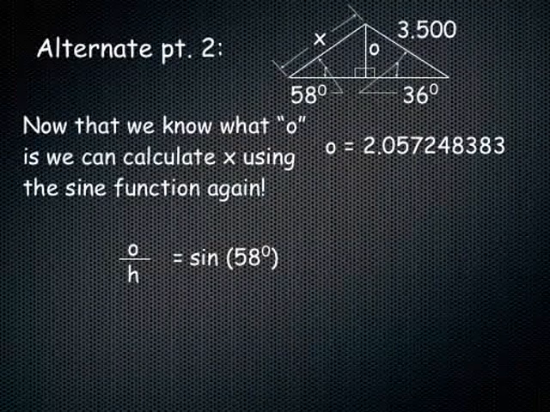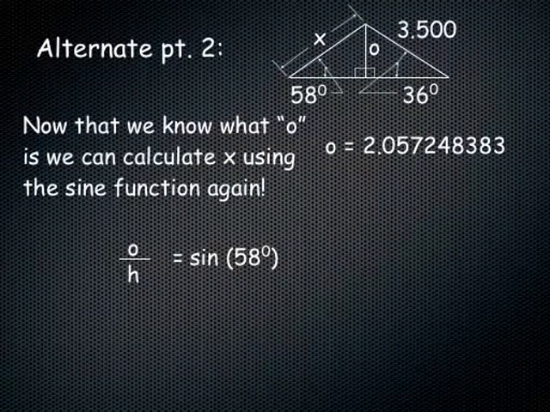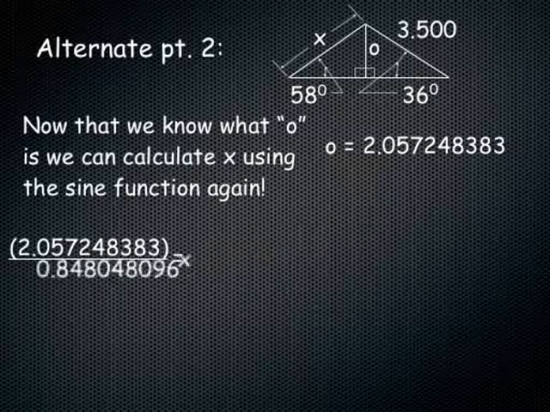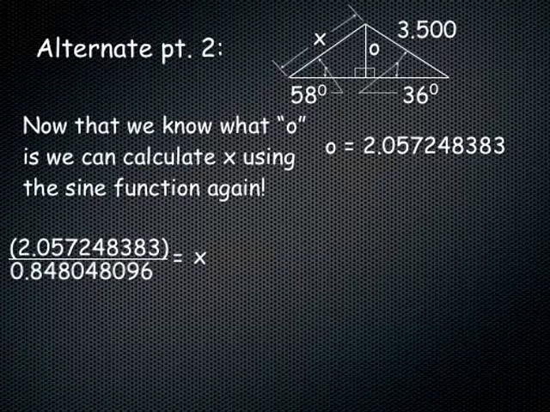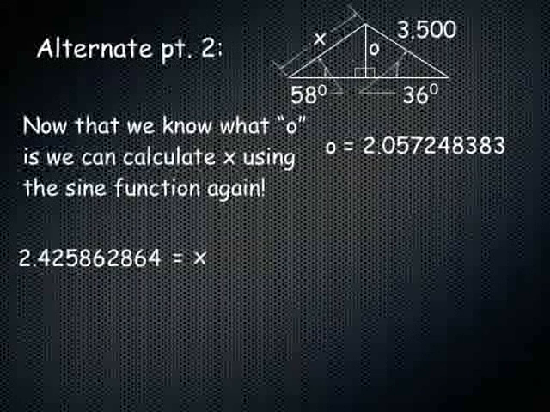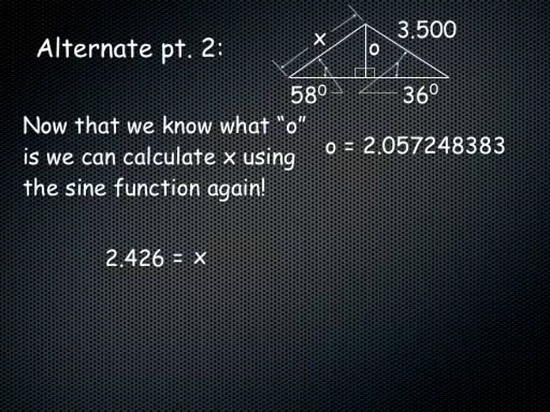Now, we know O, so we can solve for x in the other triangle. Again, using the sine function, since we're missing now the hypotenuse. We've got O, x is the hypotenuse. We rearrange the equation here. So we divide 2.057248383 by the sine of 58 degrees, or 0.848048096, and we get 2.425862864. When we round this to 3 decimal places, we get 2 and 426 thousandths.